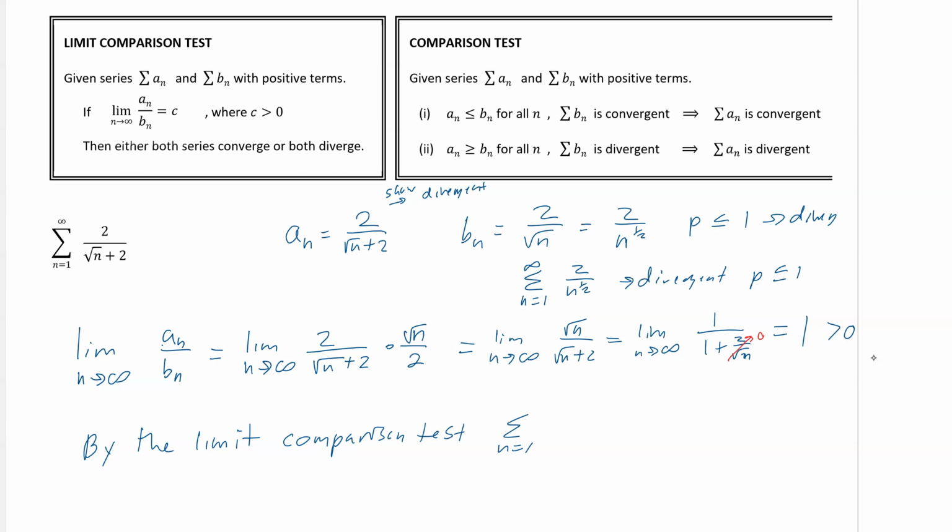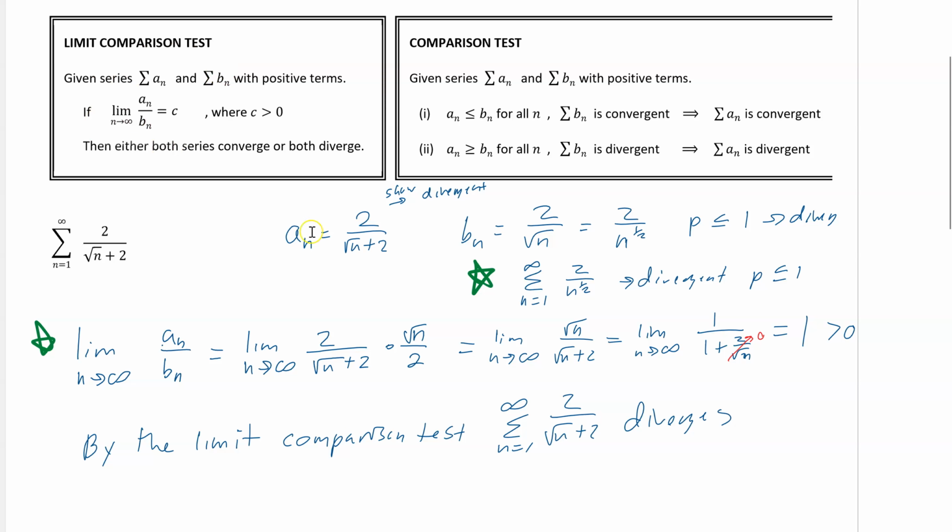the sum from n equals 1 to infinity of 2 over radical n plus 2 diverges. See, we've already shown this. And so we just matched both of them. So it's saying that, again, if our limit equals c, if one of these converges, they both converge. If one of them diverges, they both diverge.